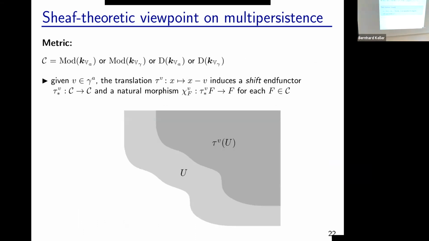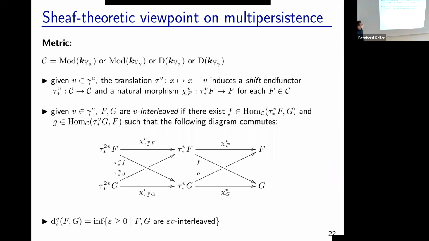Now, how can you exploit it in terms of the metric? Well, once you've chosen your cone gamma, there is a notion of shift, again, given by any V that is in the cone or in the antipodal of the cone. And this shift gives rise to a shift functor with, again, a natural morphism, this time from the shift of the sheaf to the sheaf itself. And so the interleaving distance between sheaves is given by the same diagram as before, except that now the shifted sheaves are on the left and the original, non-shifted sheaves are on the right. And there is a corresponding interleaving distance.